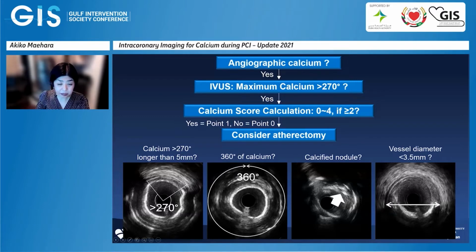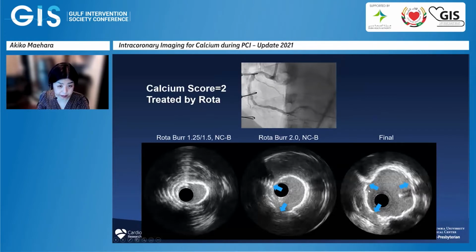The second is circumferential calcium. That's very different compared to non-circumferential, because if there is some place which doesn't have calcium, there is a good chance of making a dissection. But if it is circumferential without fracture, we cannot get expansion. Also, the calcified nodule is important. And the vessel diameter at the site of the calcium is important because that indicates negative remodeling, which means less capacity to make good stent expansion. So we make the score, and if it is greater than or equal to 2, we consider atherectomy.